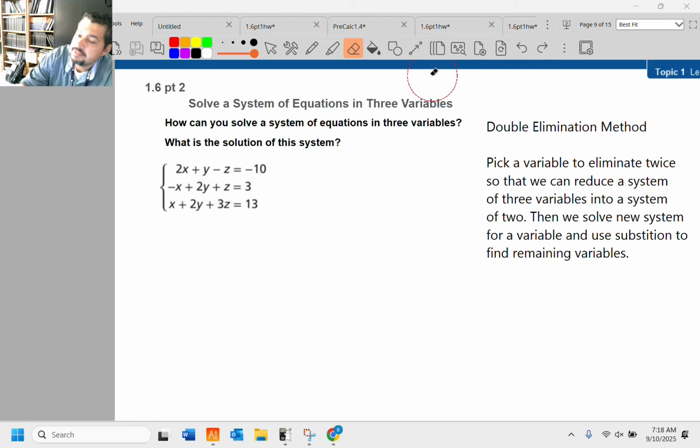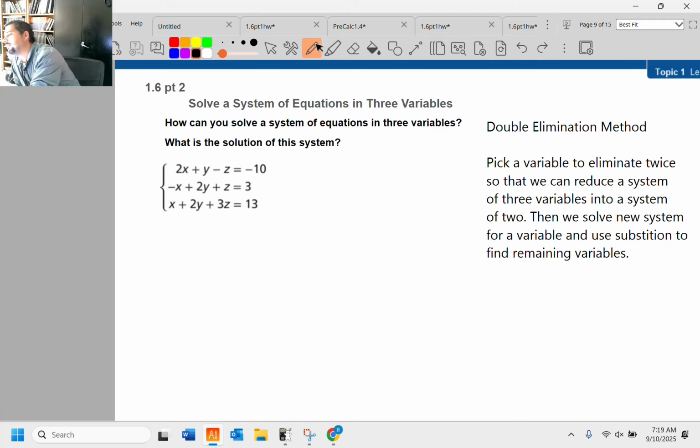Here's what's left of section 1.6. So first off, we're going to deal with what's called systems of three equations and three variables. We use what's called the double elimination method. You pick a variable to eliminate twice so that you can reduce a system of three variables into a system of two. Then we solve the new system for a variable and use substitution to find the remaining variables.